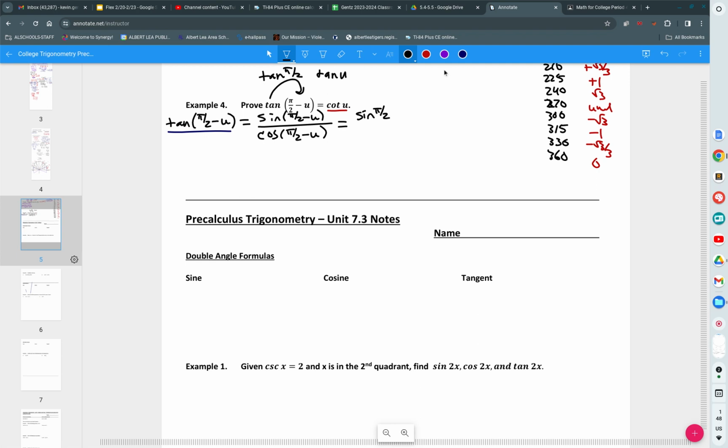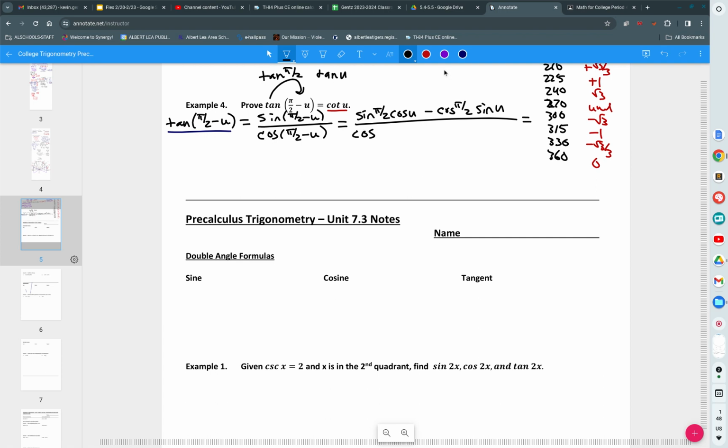Sine of pi over 2 times cosine of u plus or minus cosine of pi over 2 times sine of u. Good. That's how we expand sine. That's related to exactly what we did yesterday. You guys all know that because you finished your homework. Good job. And so then we go to the bottom and we expand cosine of pi over 2 minus u.